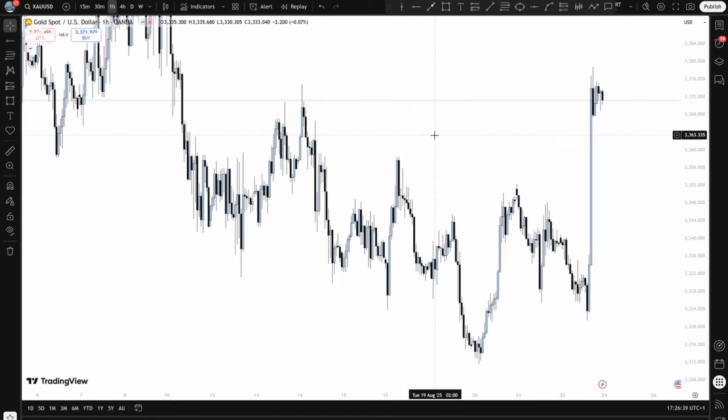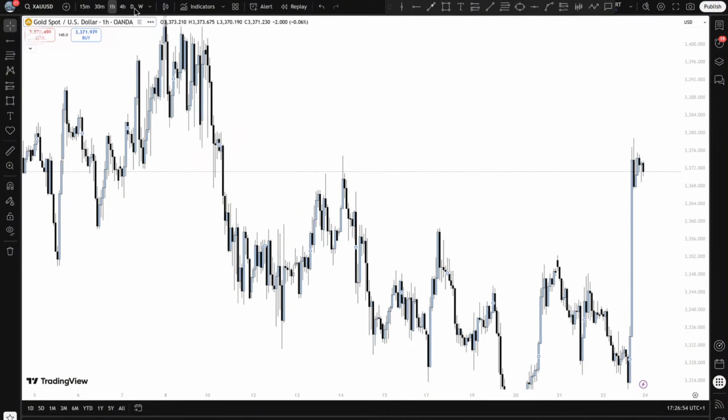As you all know, we come here every weekend to break down the Forex market, what we should be expecting for the coming week, and whether we should be trading bullish or bearish. As you can see right now, this is the 1 hour time frame on the gold chart. So what do we do?